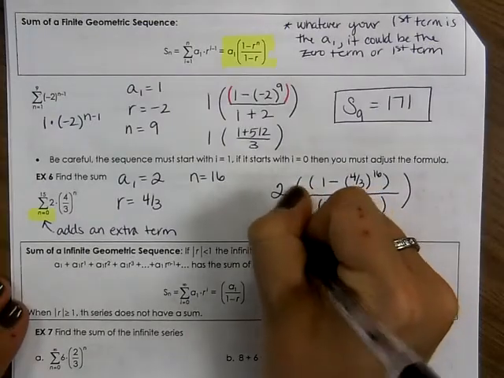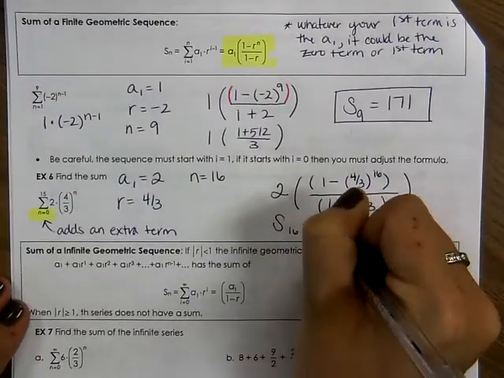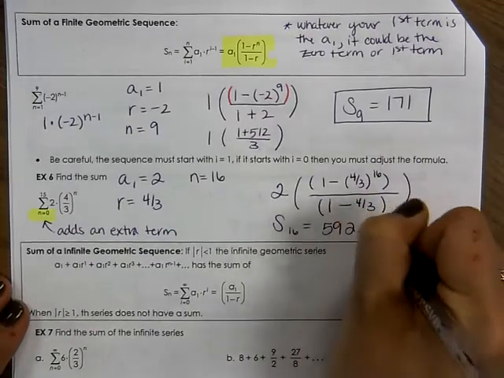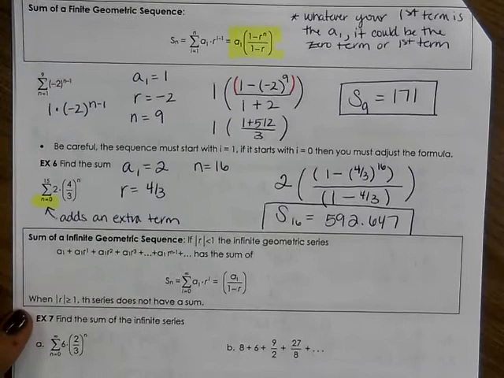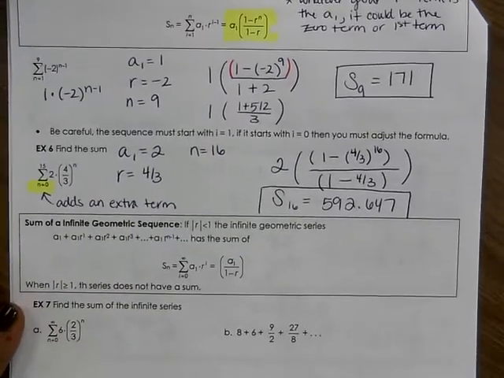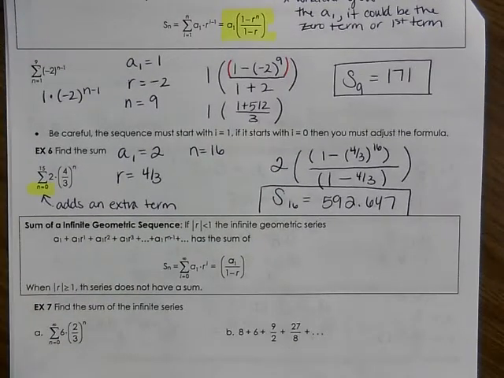Okay, we should get the sum of those 16 terms is 592.647. How'd you do? Better this time? Okay. All right, one more thing.